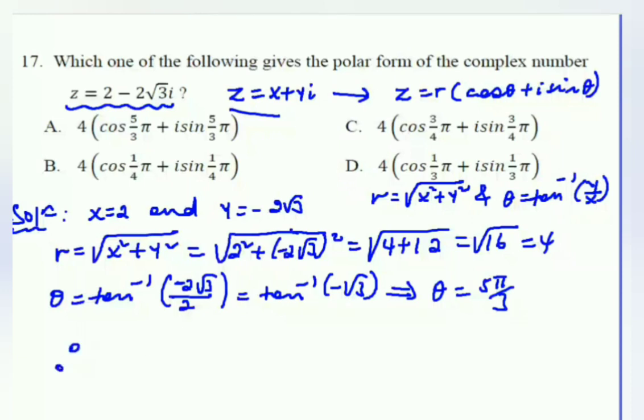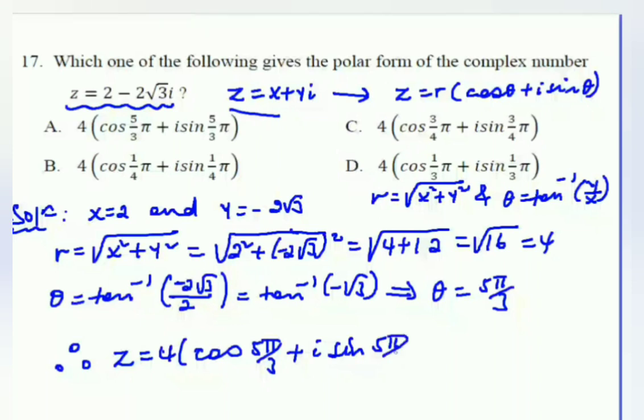Therefore, the polar form of the given complex number is r times cos of 5 pi over 3 plus i times sine of 5 pi over 3. This is the polar representation of the given complex number. Therefore, from the given alternatives, our answer will be A.